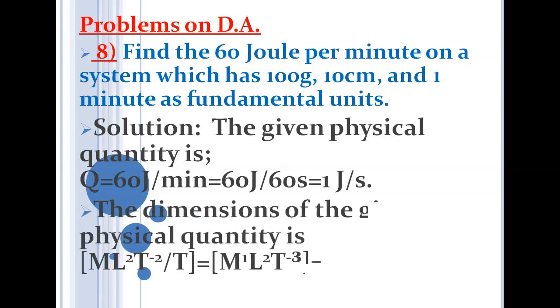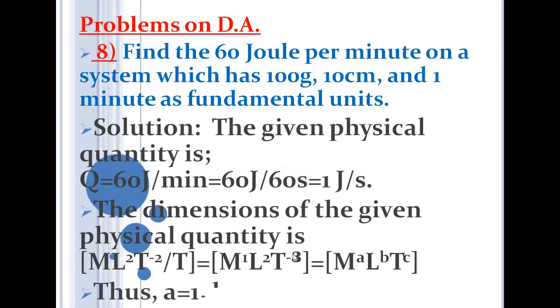And the dimensional formula corresponding to 1 joule per second is, for the joule, a unit of work done, ML2T minus 2. Divided by the unit of time T, we simply get M1 L2 T minus 3. So the given physical quantity has the dimension 1 for the mass, 2 for the length and minus 3 for the time. That means a equals 1, b equals 2 and c equals minus 3. Those are the dimensions for the given physical quantity Q.